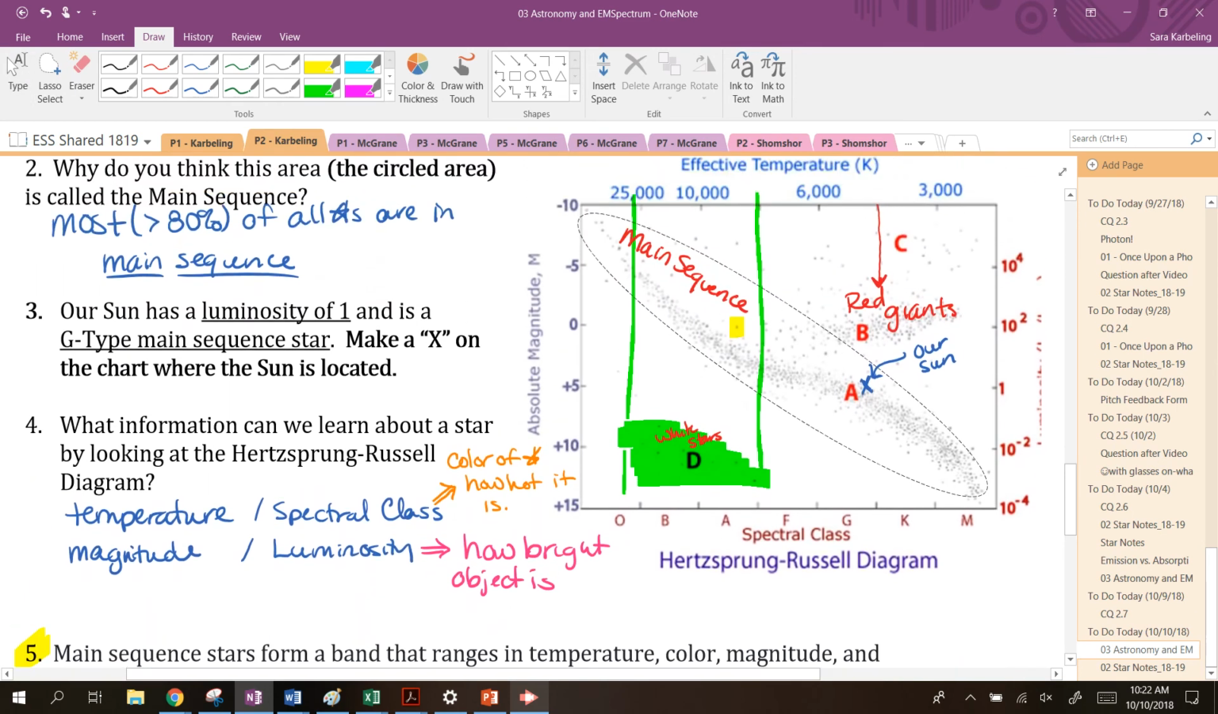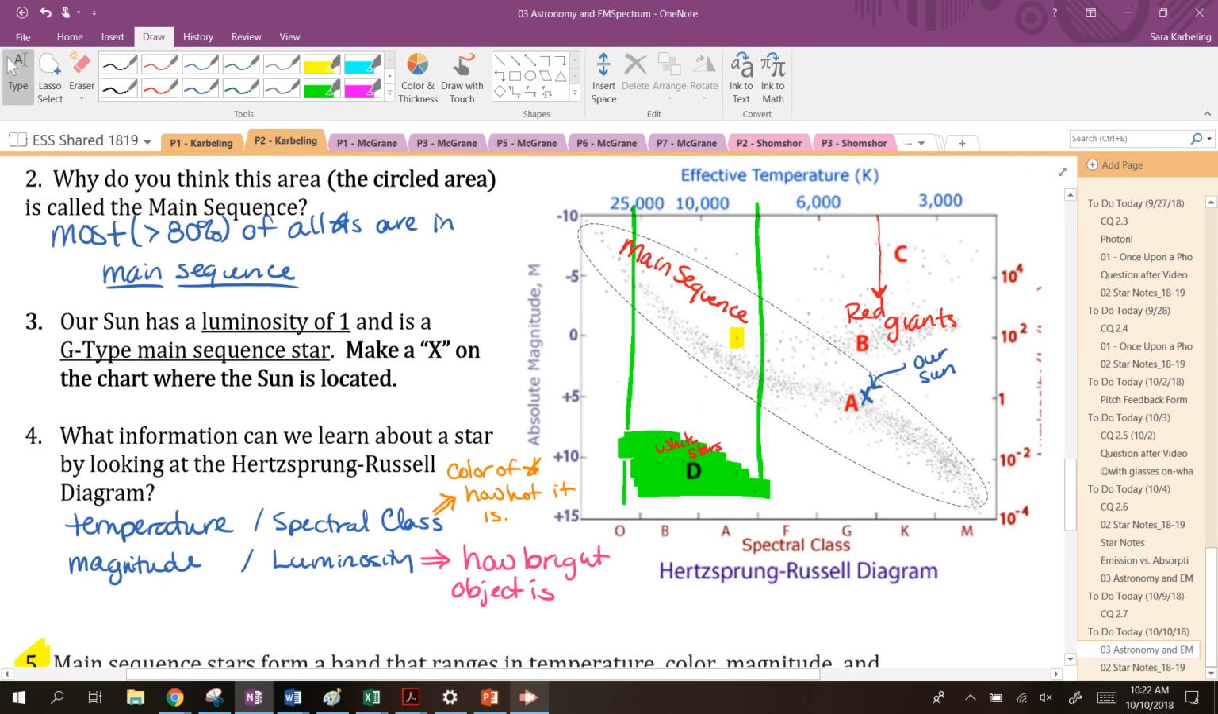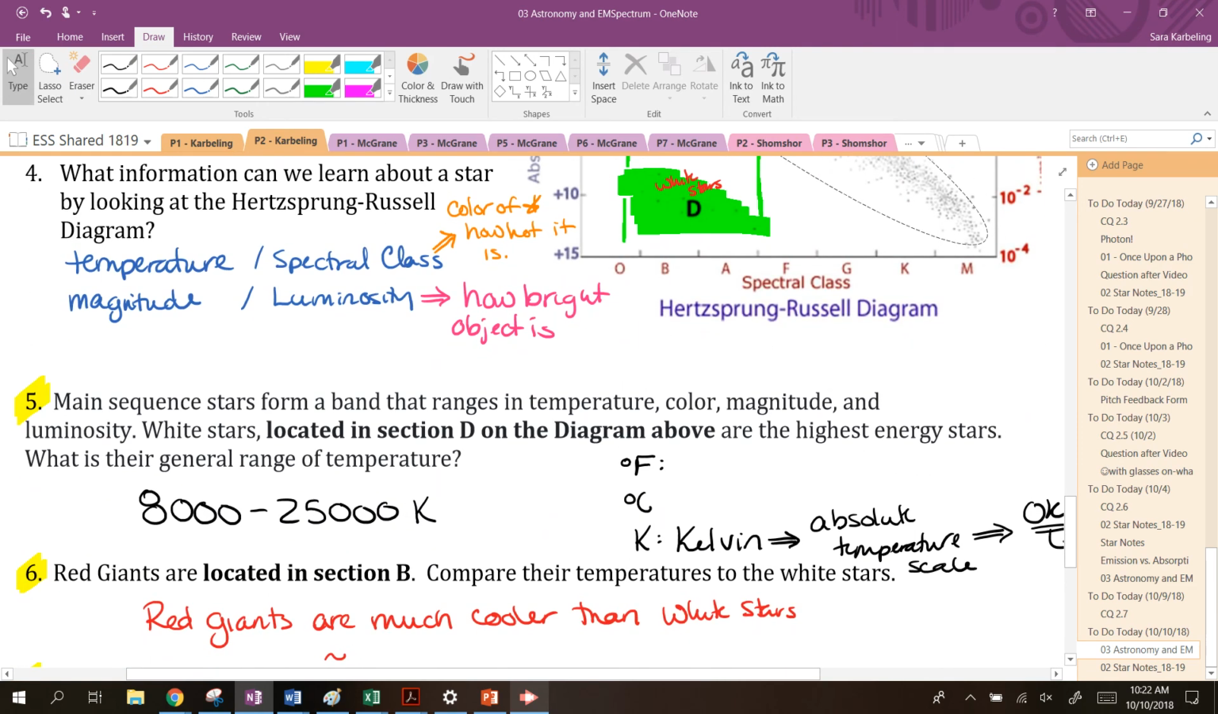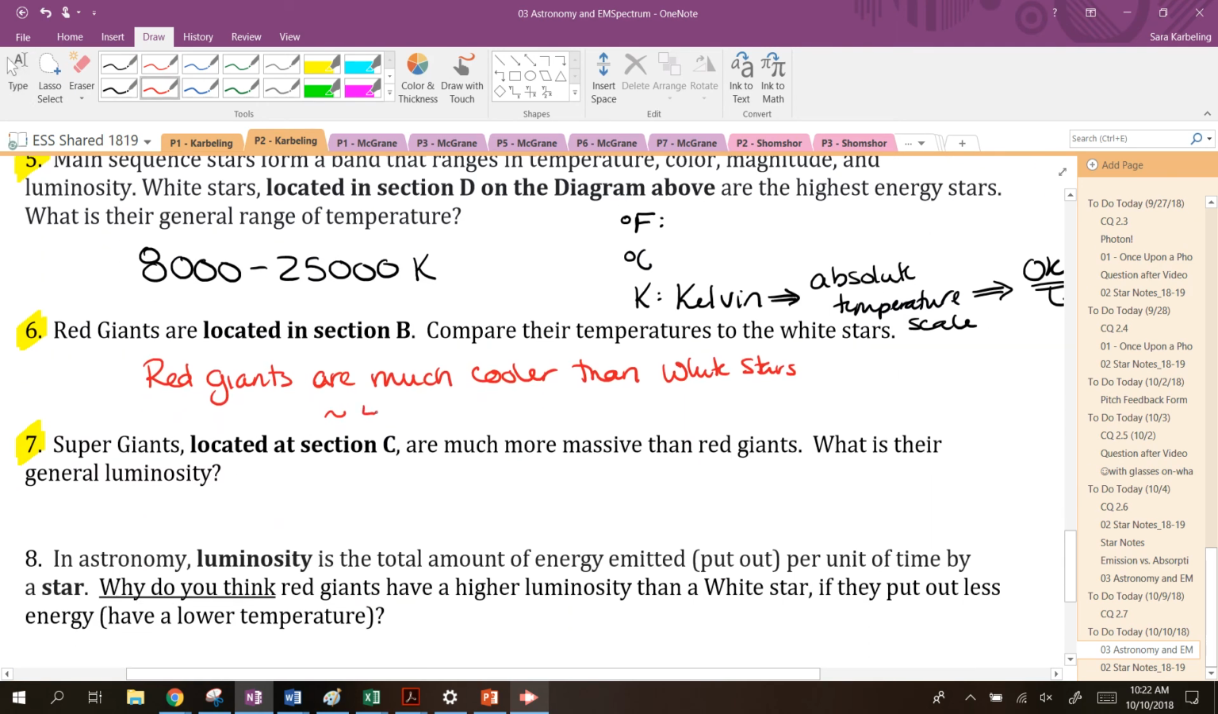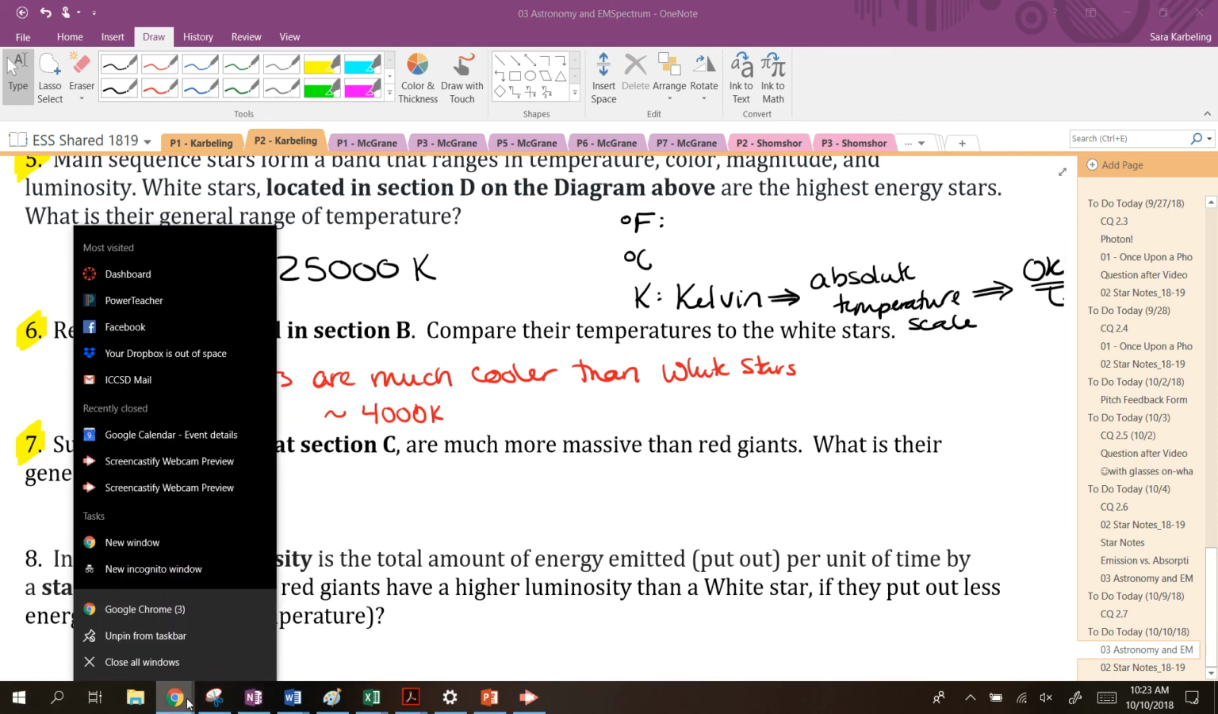I would say 6,000. 6,000 is here. I was just looking for an estimate. So somewhere between 6,000 and 3,000. I just wanted to get a sense of what that was. So they're about, let's just say about 4,000 Kelvin. That's pretty nice and cool, right? Just to give you a sense, because I think it's important to have this idea.